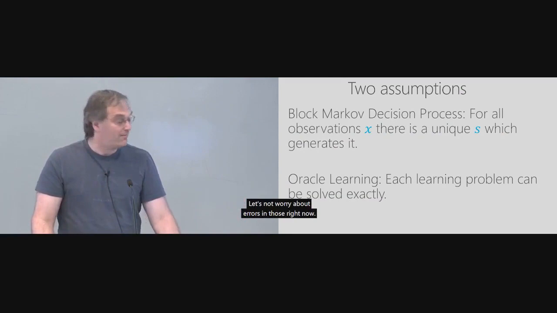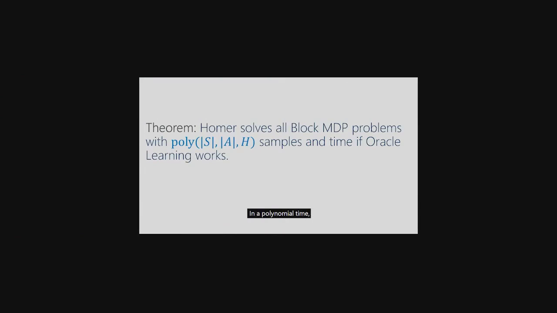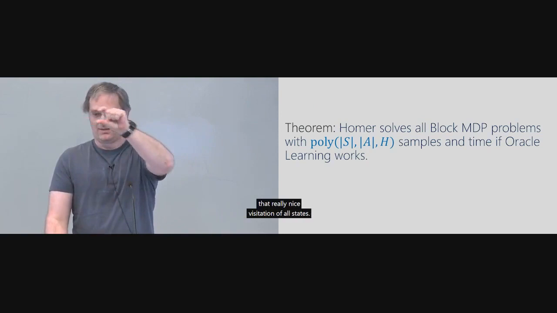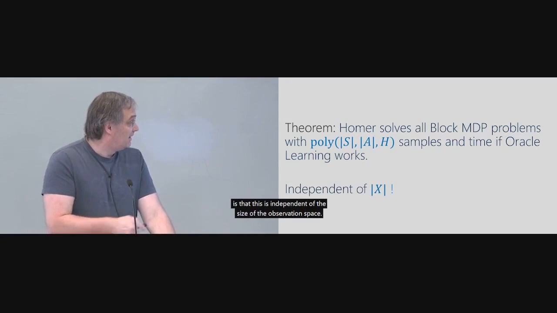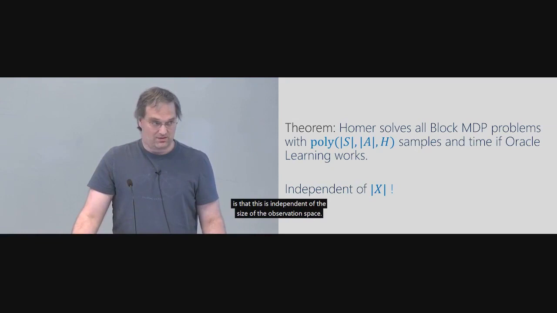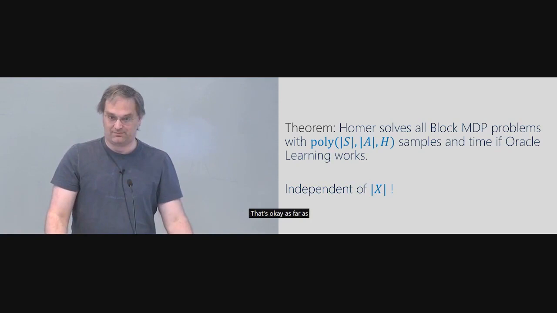So if you can solve these perfectly, then it turns out you can prove that you can solve all block MDP problems in polynomial time in the number of states, actions, and time horizon. So it's not a coincidence that we had that really nice visitation of all states. That's what will happen for any block MDP problem that you happen to create. Right? And the key thing here, the thing which is very different from a lot of other RL algorithms, is that this is independent of the size of the observation space. And so in particular, you could do things like concatenate together all the observations from all the previous time steps and say that's my observation for the next time step. And that's okay as far as the number of samples we need in order to learn effectively.